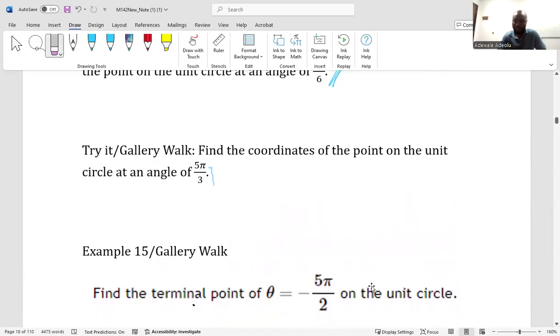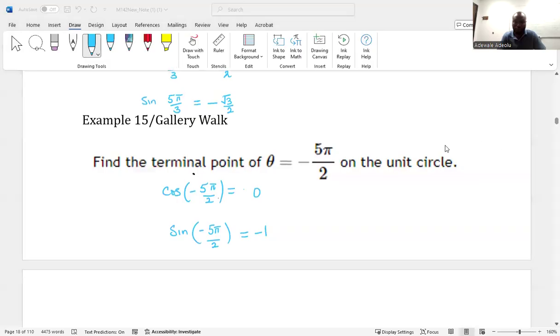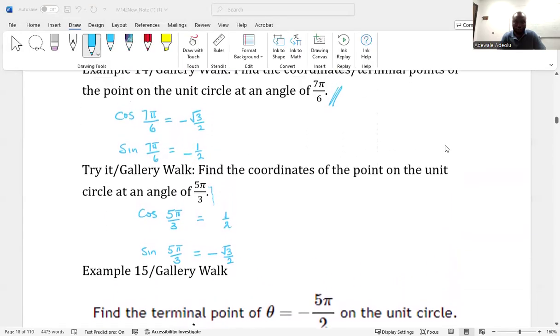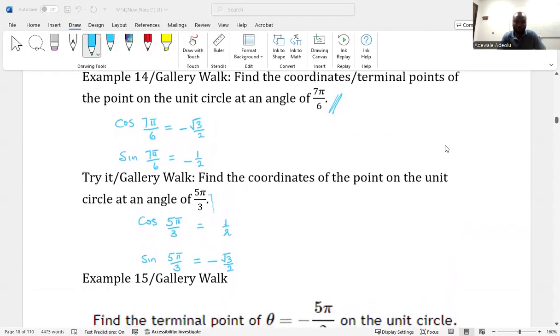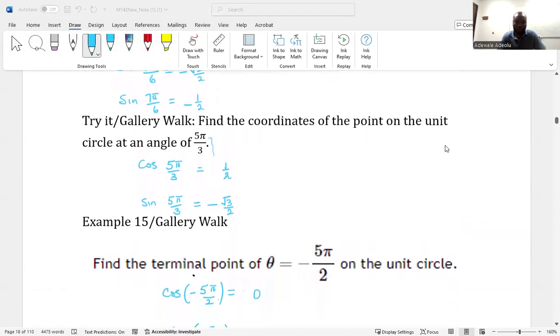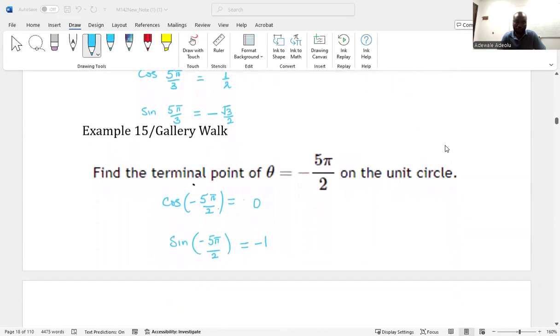In the end, you should be able to get something like this in your computation.